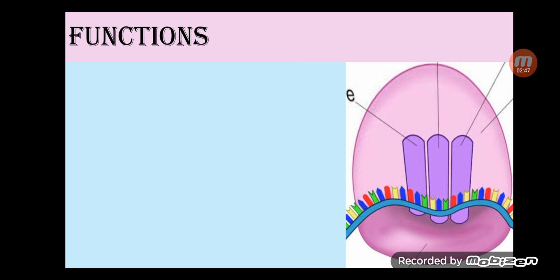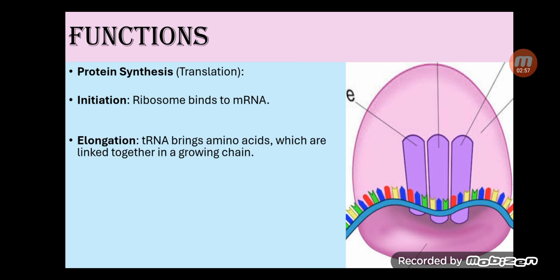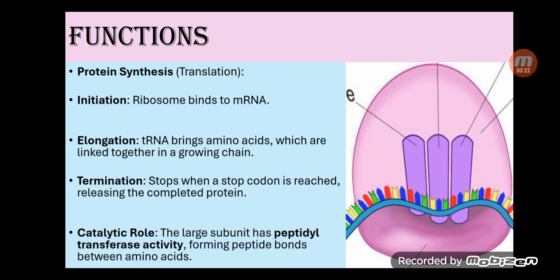Now let's talk about the function of ribosomes. Ribosome has the main important function, that is protein synthesis, and it is by the process of translation. It has three steps. First is initiation, in which ribosome binds to messenger RNA. Then the second step is elongation, that is transfer RNA brings amino acids which are linked together in a growing chain. And the third step in protein synthesis by ribosome is termination, that is stopping when a stop codon is reached, releasing the completed protein. And that's how it works.